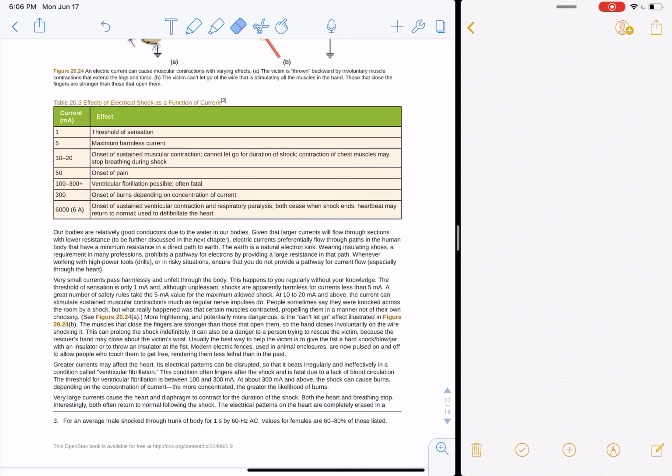Okay, so here's some examples of effects. About a milliamp will give you a tingle. 5 milliamps is the max you can get before you have any problems. 10 to 20 milliamps, you can get a muscle contraction. 50 milliamps, you can get some pain. 100 to 300 milliamps, you can get a pretty good shock and mess with your heart. And above that, you start getting burns, and at 6 amps, you basically die.